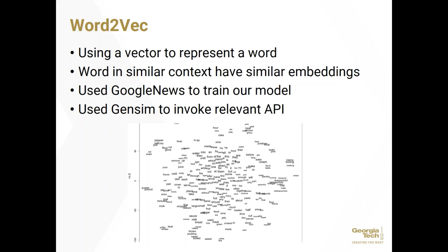Below is a graph that represents the vector space of words. You can see that the distance between pork and beef is very close because they represent raw materials of food, and the distance between boiled and baked is also very low because they both represent ways to make food. I used Google News to train our model, and I used the Python gensim library to invoke the relevant useful APIs.